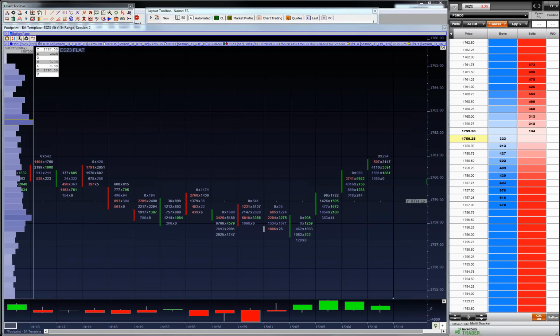Yes, you can put pivots on the chart. You can put whatever you want on the chart. Moving averages, value areas, whatever you want to put on here, you can. I'm trying to keep it clean so that we could just focus on the actual volume imbalance data.